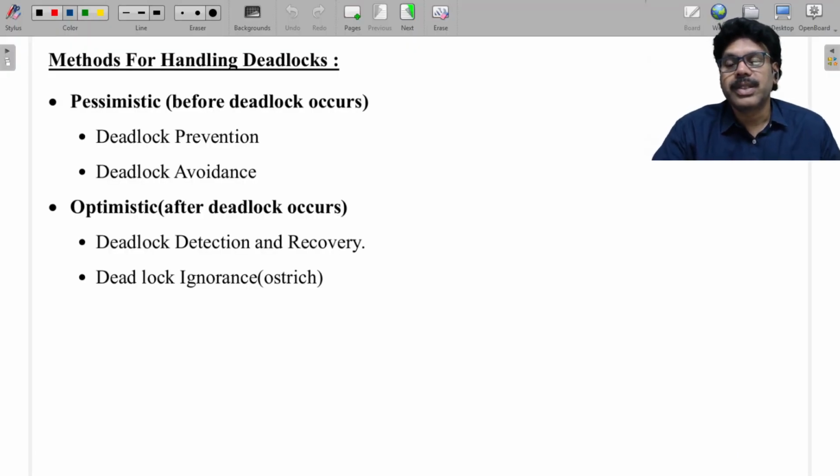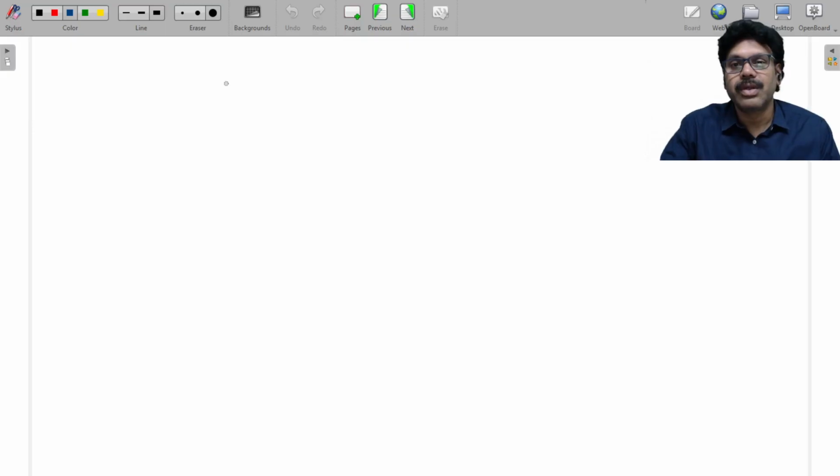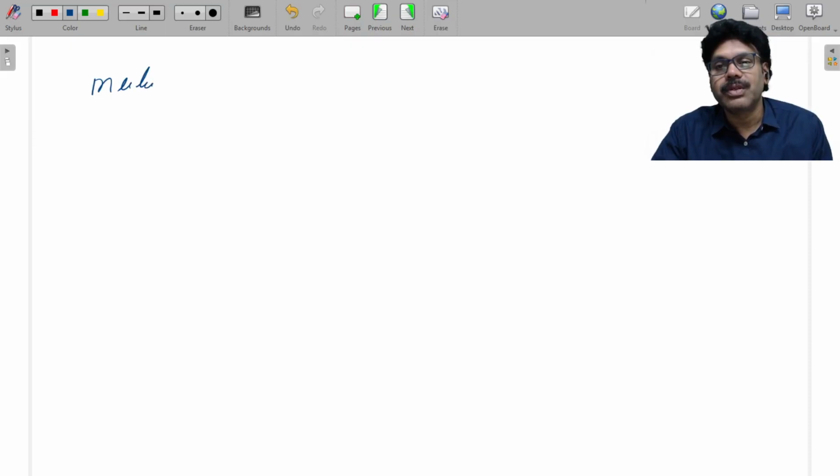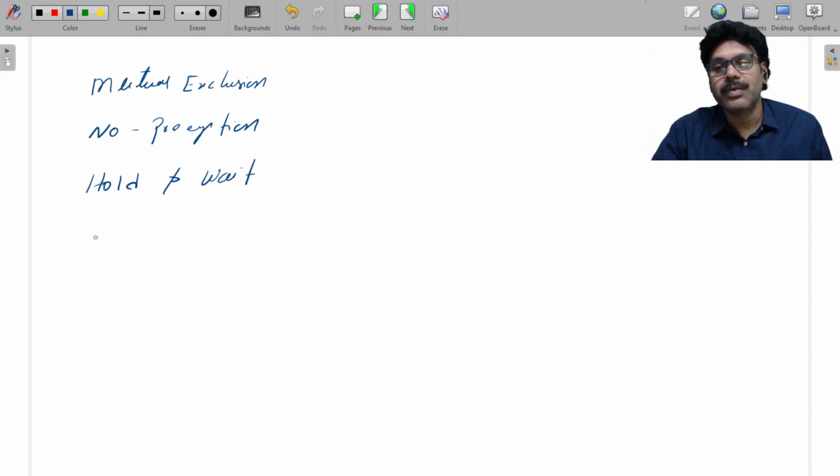In this session, we will be discussing handling deadlocks. Whenever deadlocks are formed, how can we handle them? Last session we saw four conditions to form a deadlock: mutual exclusion, no preemption, hold and wait, and circular wait.